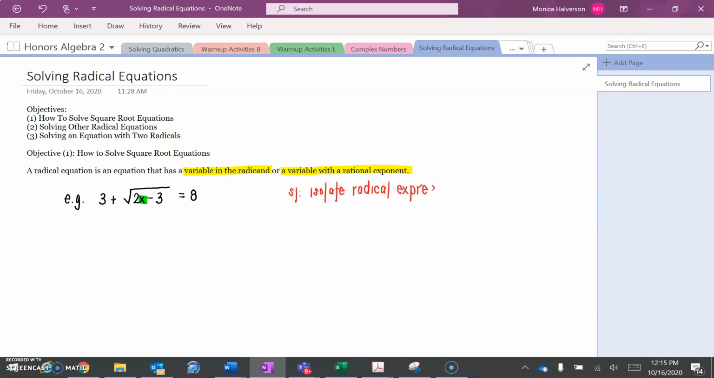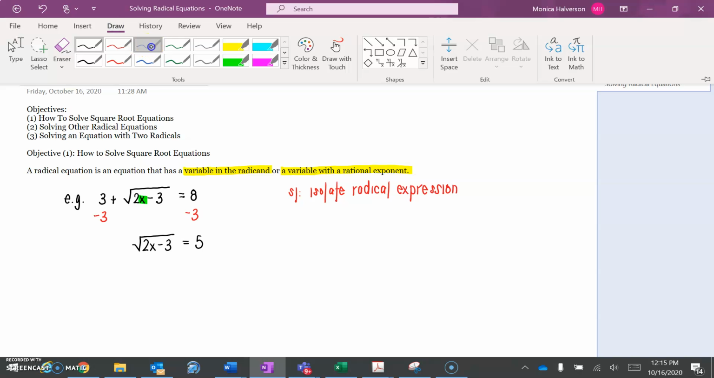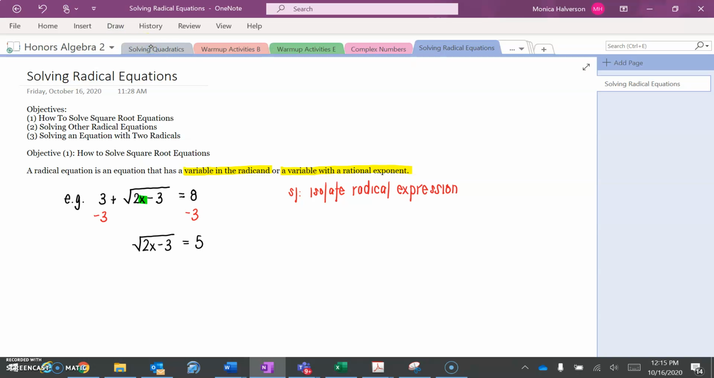So in this case, in order to isolate the radical expression, we have to subtract 3 from both sides. And we get the square root of 2x minus 3 equals 5. All right. Now that we've isolated the radical, we have to try to get rid of the radical. And to do so, you're going to raise both sides of the equation to the index number to get rid of the radical.